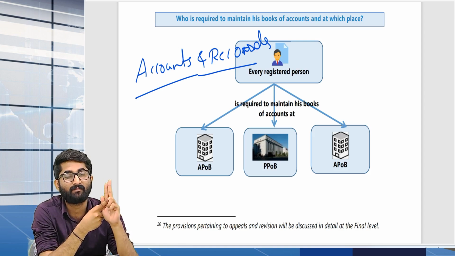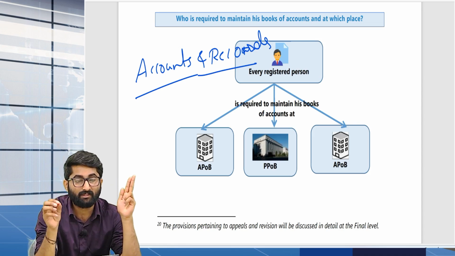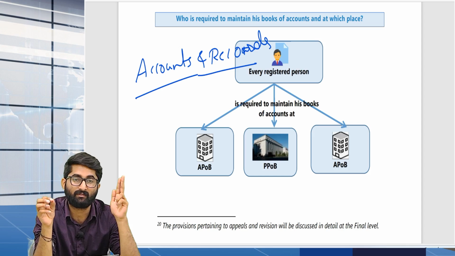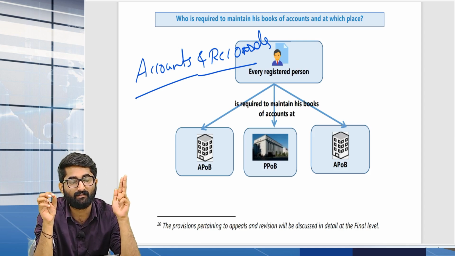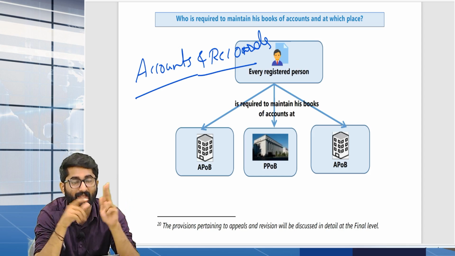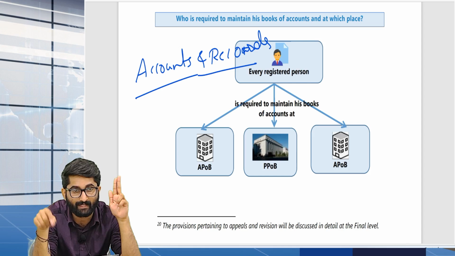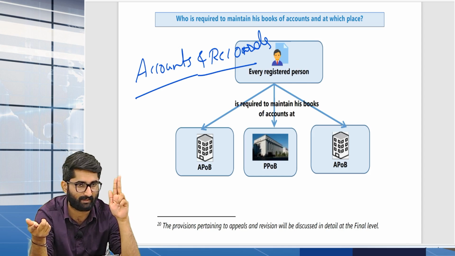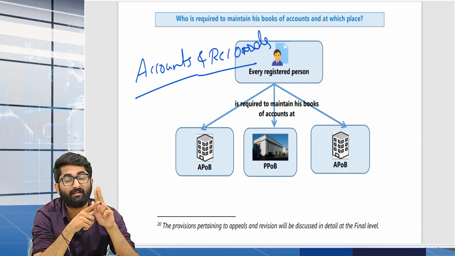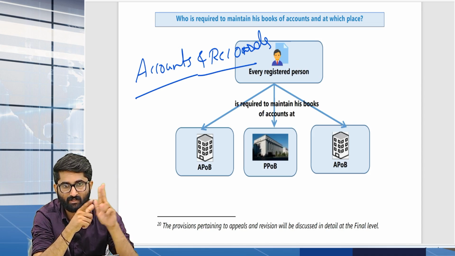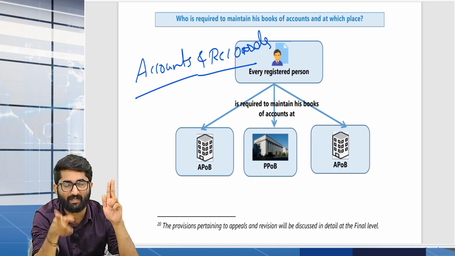Section number 35 subsection 3 says that the Commissioner may, on the recommendation of the Council, or for reasons to be recorded in writing, require that such class of persons maintain additional records as may be prescribed. Section number 35 subsection 3 is for additional records.